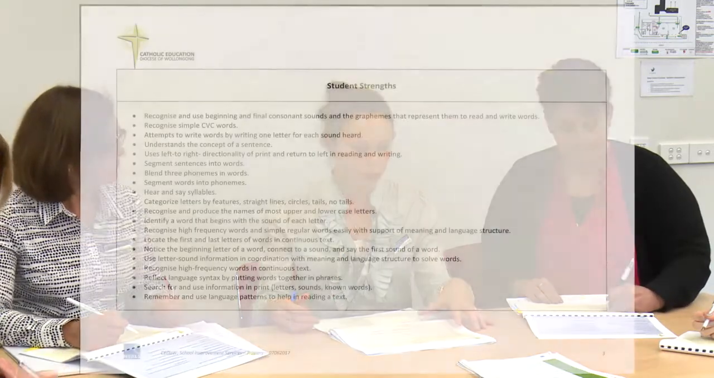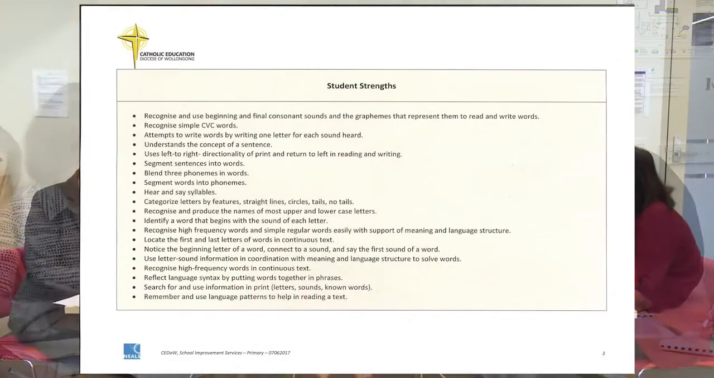I've got here that he's able to identify syllables. Now, that is more often than not when we are in a whole class and it's supported by his peers, and it's when we're by ear clapping out syllables. He can categorise letters by features, so he'll say, is that a straight line, a circle, a tail or no tail. He's able to do that. And he can recognise and produce the name of the majority of upper and lowercase letters. He identifies a word that begins with the sound of each letter. I've said that.